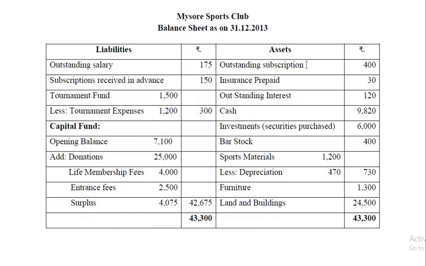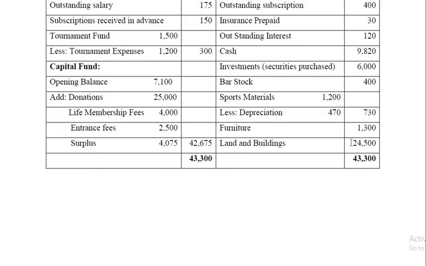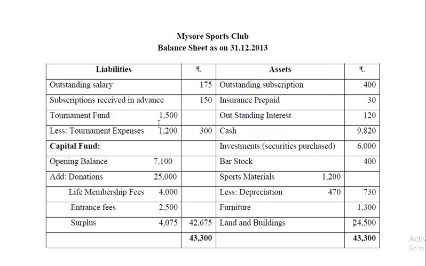Now come to the balance sheet. Outstanding subscription for the current year 400, prepaid insurance 30, outstanding interest 120, cash 9,820. All these I explained. Investments 6,000 is set. Bar stock. Sports materials 1,200 purchased, but depreciation is there 470. Therefore, remaining amount is 730. And then a furniture 1,300. Land and buildings 24,500.